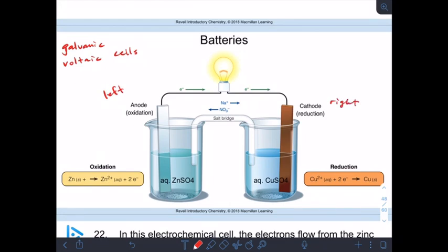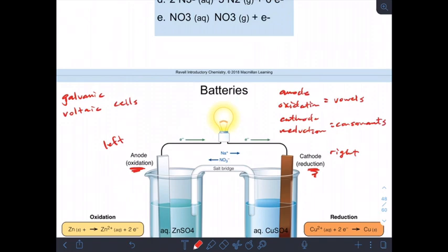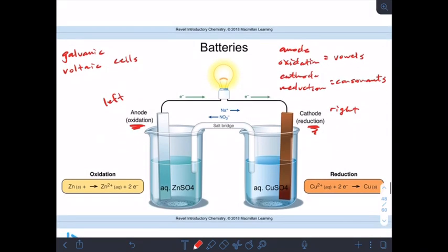Okay? And anode is always the oxidation side, and cathode is always the reduction side. The way you can remember that is that anode and oxidation start with vowels, and cathode and reduction start with consonants. Consonants. Okay.